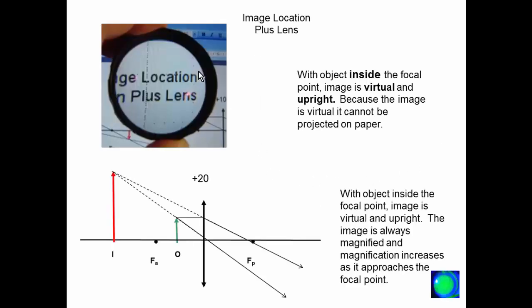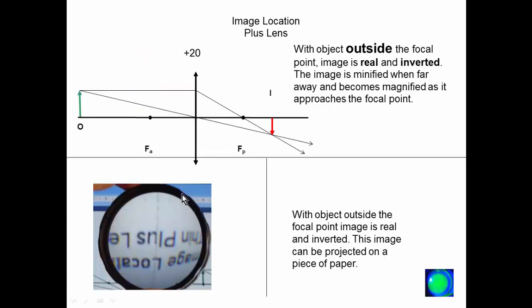And so here's a case where you've got a lens. This is a 20 diopter lens. The object in this case is my computer screen, and the image is the image you see through the lens. Here you've got the lens located inside the focal point of this 20 diopter lens, and here the image is magnified and it's upright. Here we've got the lens held outside of the focal point, and now the image is inverted.